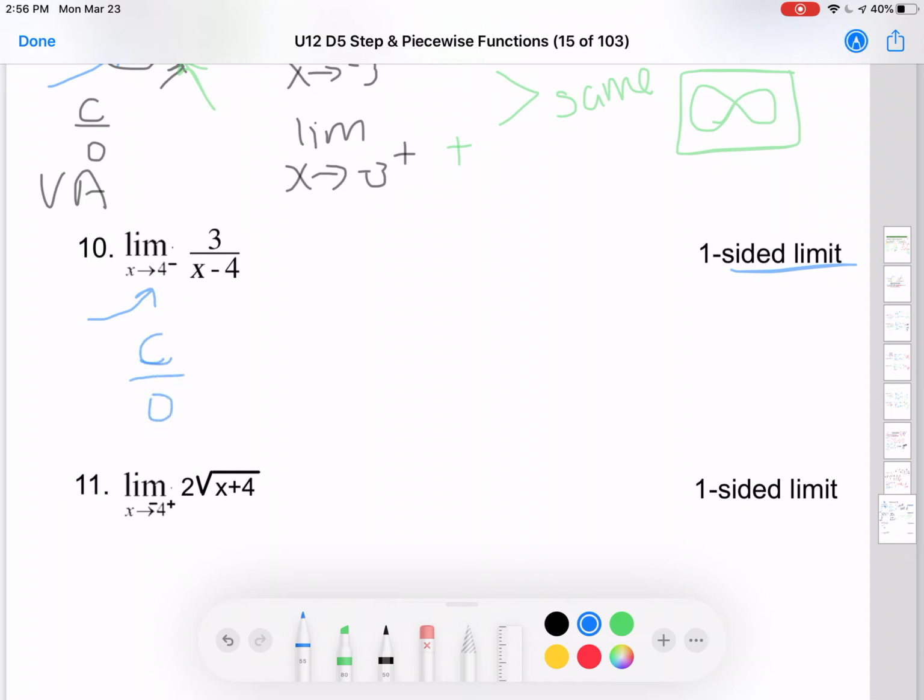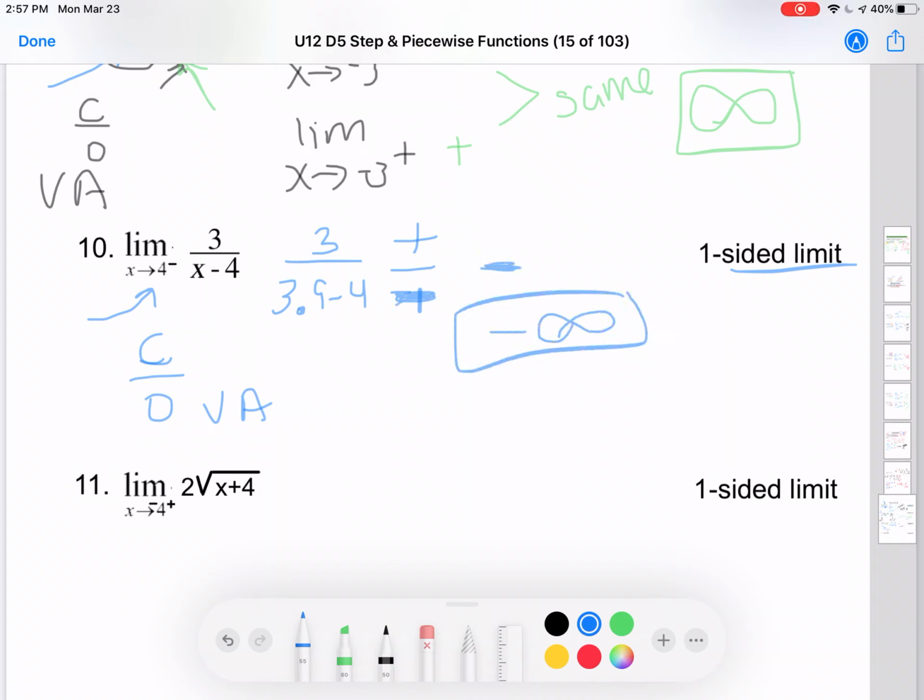Okay, we do get a constant over 0, which means there's a vertical asymptote, but they want me just to come from the left of 4. So we're going to put in like 3.9. Look, I'll just write it out a little bit. Say we put in 3.9. You have a positive on the top, and a negative on the bottom. So this is going to be negative, so it approaches negative infinity.